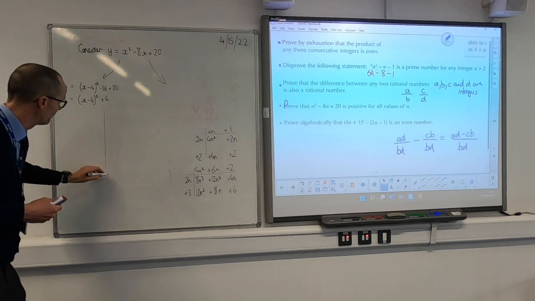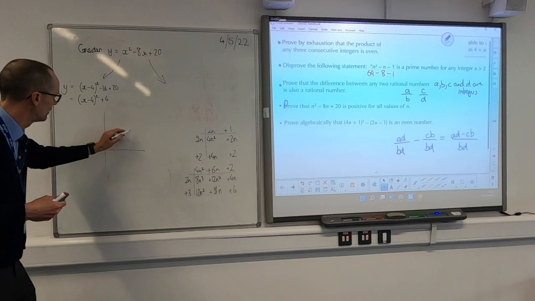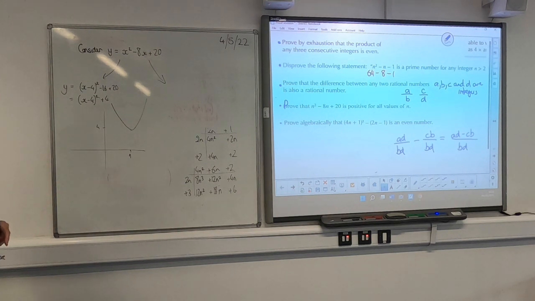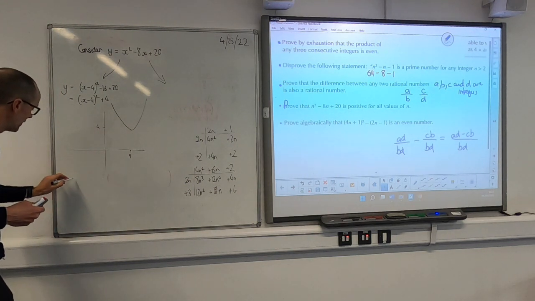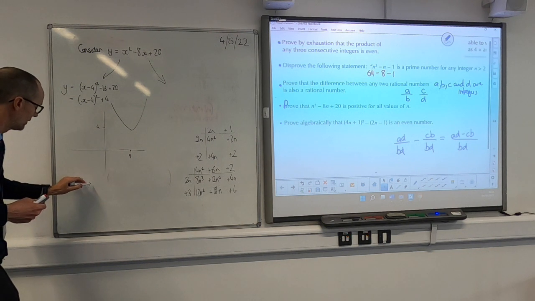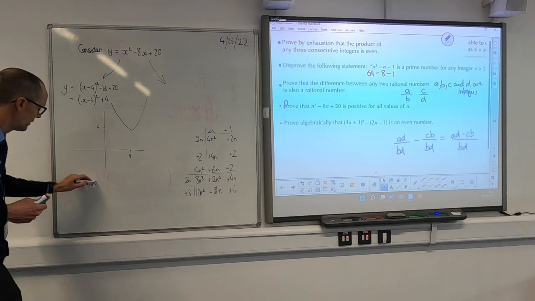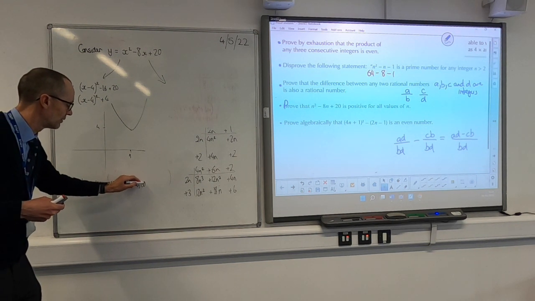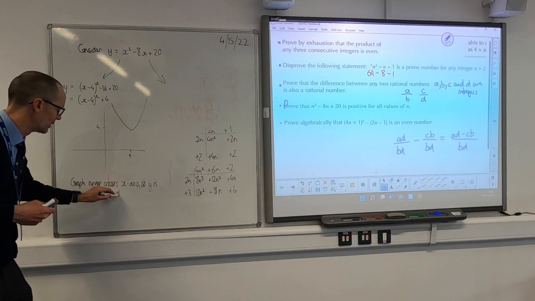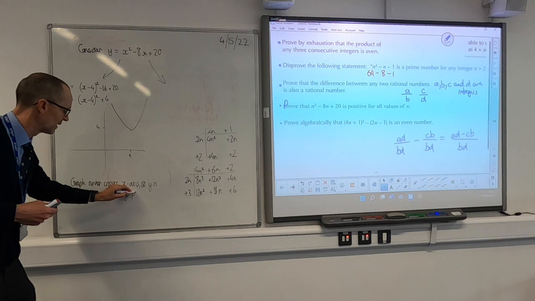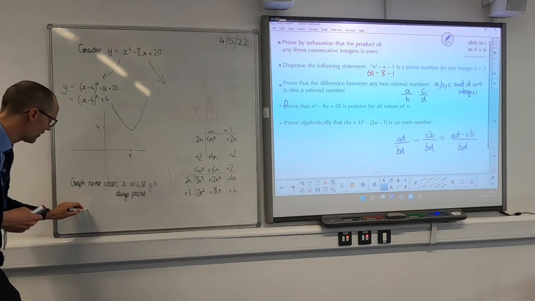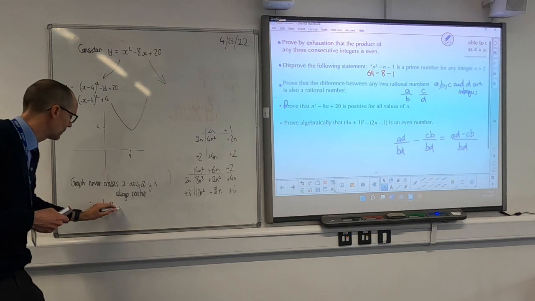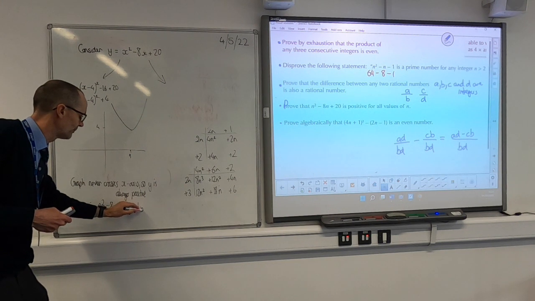And sketch it. And I could say the graph never crosses the x-axis, so y is always positive. Therefore, considering it as a graph, n squared minus 8n plus 20 is always positive.